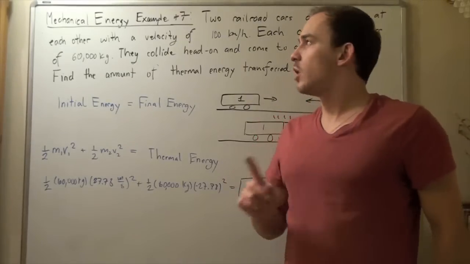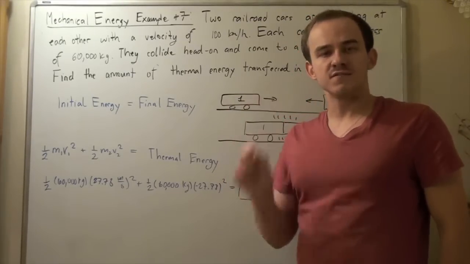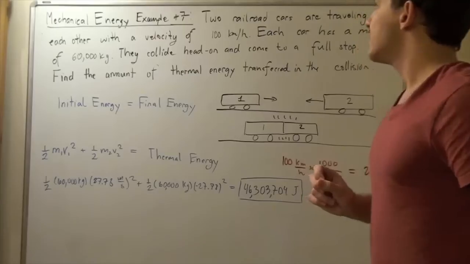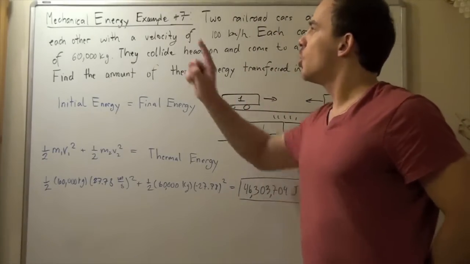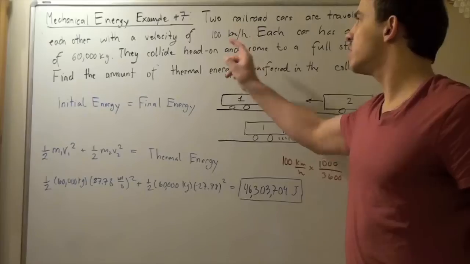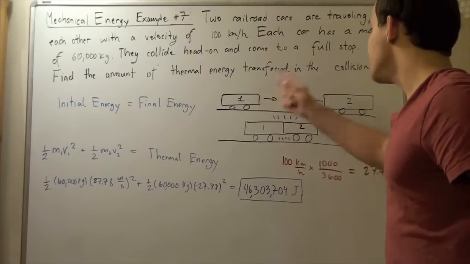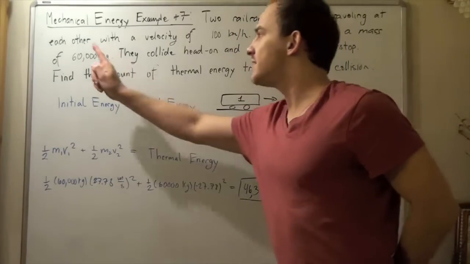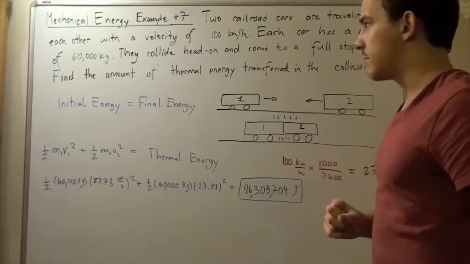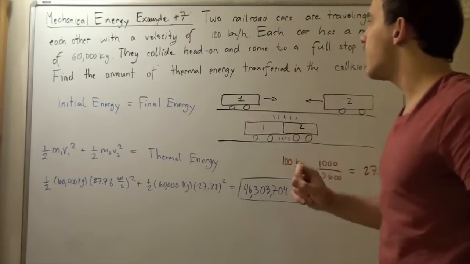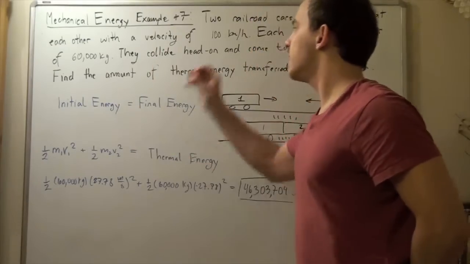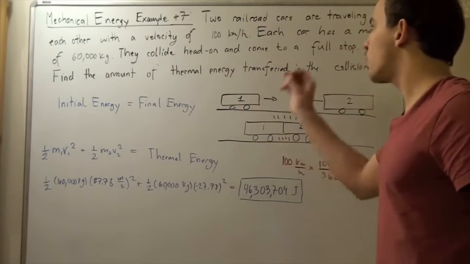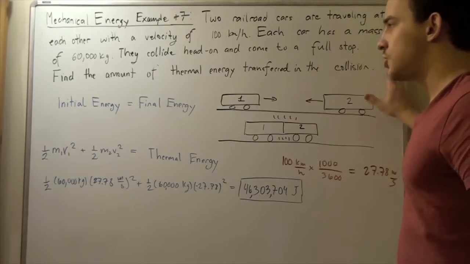So let's look at the following example that deals with the conservation of energy. Suppose two railroad cars are traveling toward each other with a velocity of 100 kilometers an hour. Each car has a mass of 60,000 kilograms. They collide head-on and come to a complete stop. We want to find the amount of thermal energy transferred in this collision.